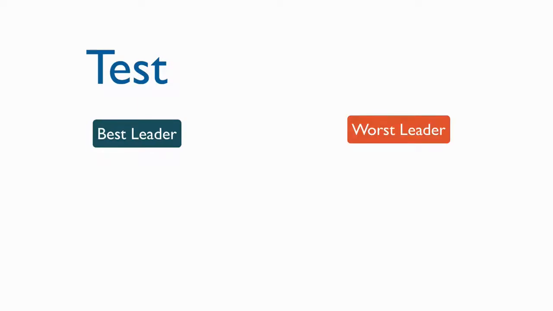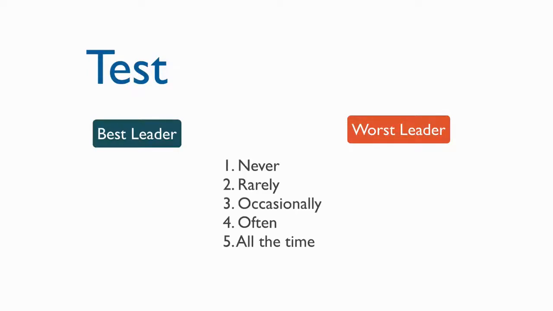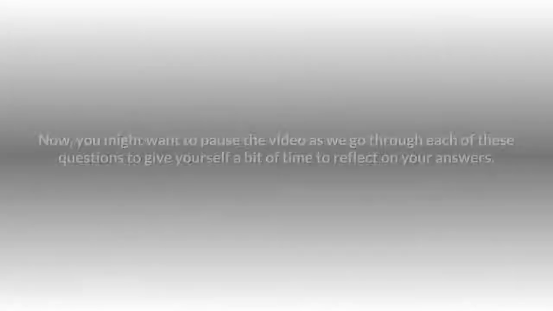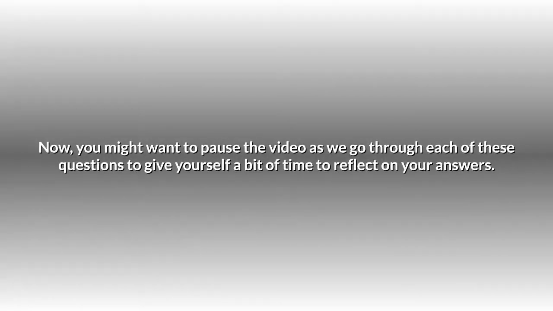In your handouts, go to page 1 and I want you to write down on the left-hand side of the page the name of the best leader you ever worked with, and on the right-hand side, the name of the worst leader you ever worked with. Then, using the scale of 1 to 5, rate each of them against each of these questions. Now, you might want to pause the video as we go through each of these questions to give yourself a bit of time to reflect on your answers.